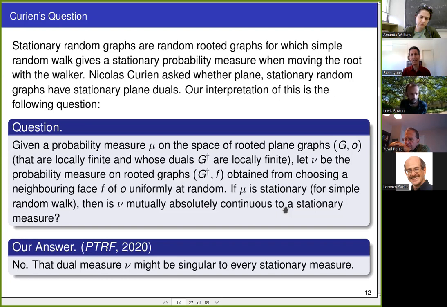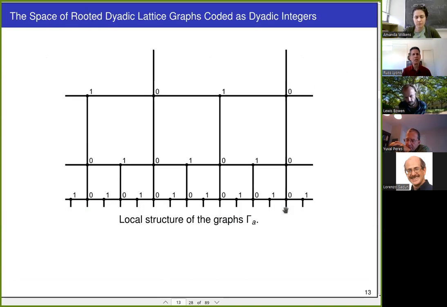And if it is singular, that's bad news if you want to use the theory of stationary random graphs together with duality, because then you're in a completely different space. So that was the motivation. But now, we proved it was no by giving an example, which were these dyadic lattice graphs. So from now on, basically, I'm going to forget the motivation and talk about this very specific situation.